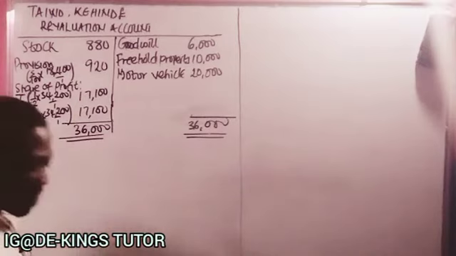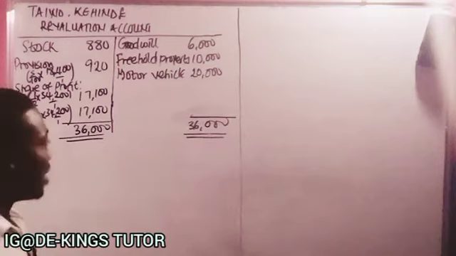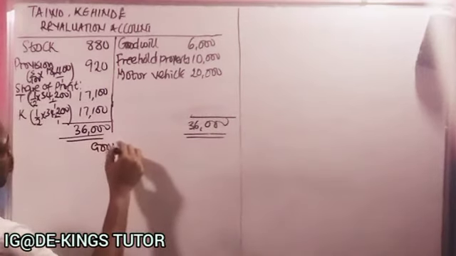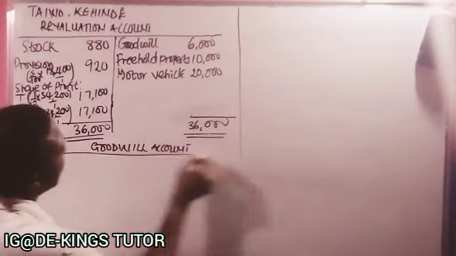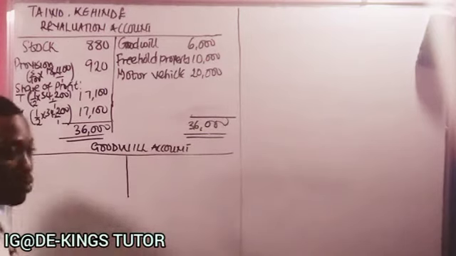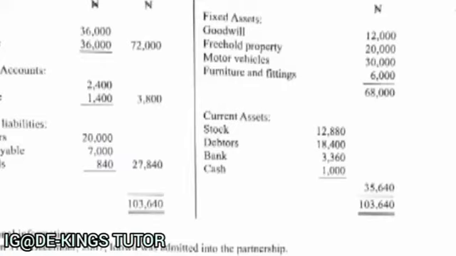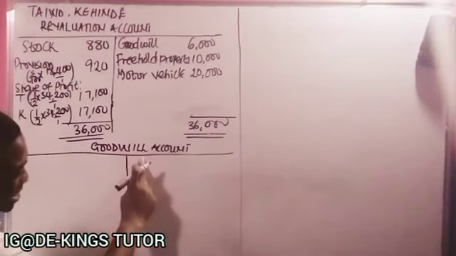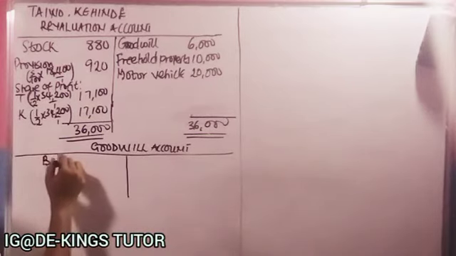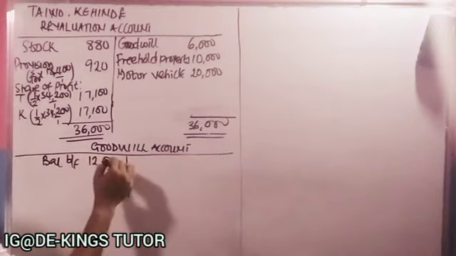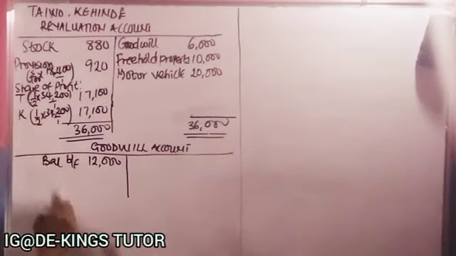That's a profit. Okay, now the next thing they asked us to prepare from the question is the goodwill account. So we have here the goodwill. Since they are asking us to prepare the goodwill account, it means we have to take into cognizance the amount for goodwill. If you check in the question, they have the book value for goodwill in the balance sheet. The book value for goodwill is 12,000. So remember, goodwill is an asset, an intangible asset, and all assets have a debit balance. So it will be on the debit side as balance brought forward, 12,000.